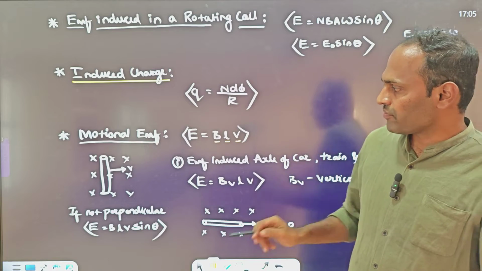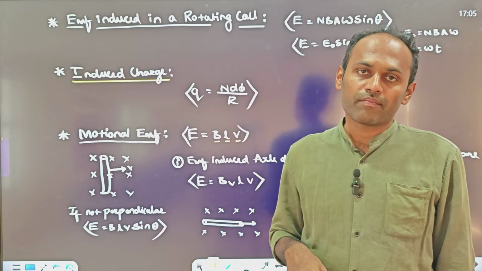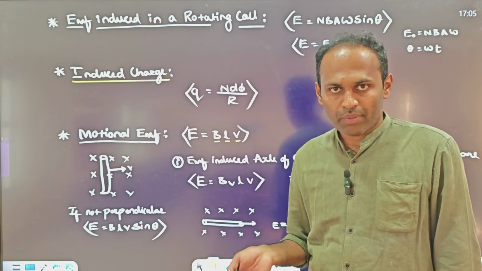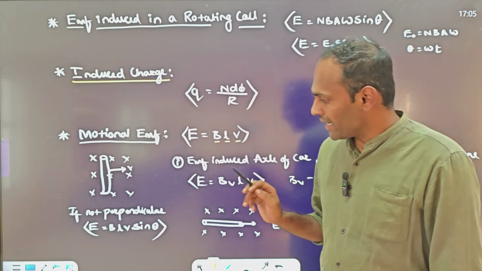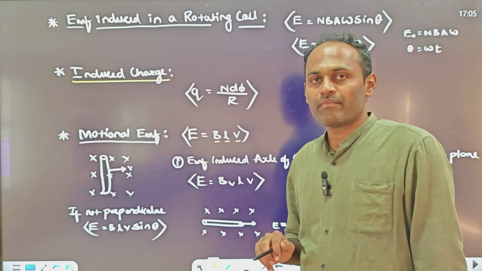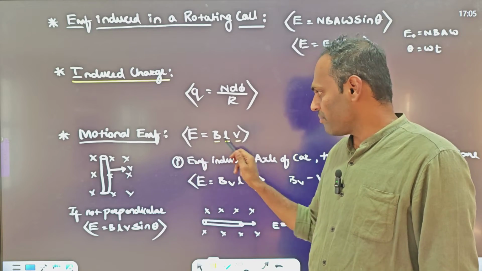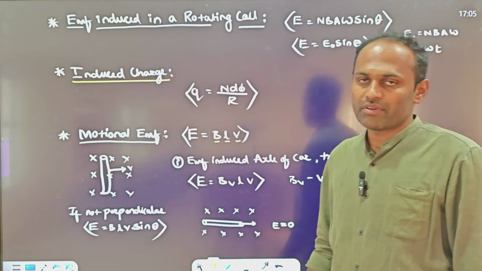Correct? Next, if that rod is not exactly perpendicular and not even parallel to the field, then the induced EMF will be BLV sin theta. When it is exactly perpendicular, BLV. When it is not exactly perpendicular, BLV sin theta.